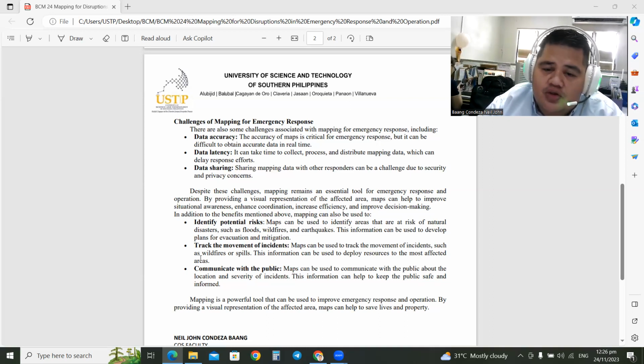Maps can be used to identify areas that are at risk for natural disasters such as floods, wildfires, and earthquakes. This information can be used to develop plans for evacuation and mitigation.